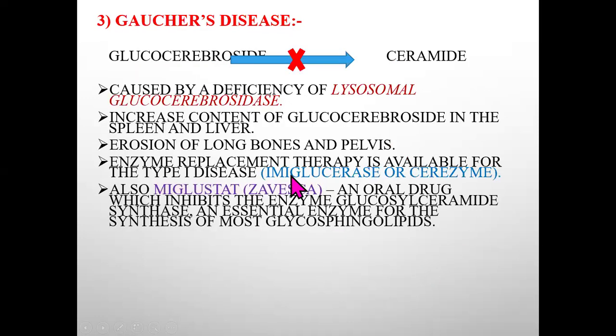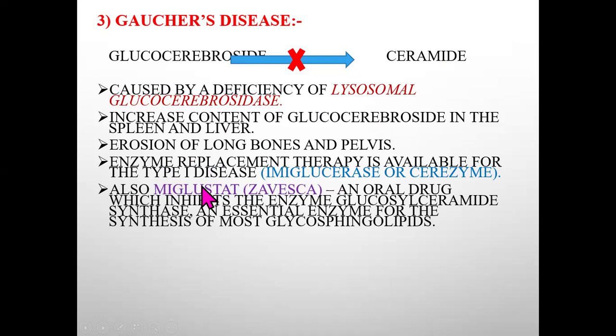So Gaucher's disease, you have glucocerebroside being converted to ceramide. So this is now not possible because there is deficiency of lysosomal glucocerebrosidase. That is the enzyme, because it catalyzes the conversion of glucocerebroside to ceramide, and you have increased content of glucocerebroside in the spleen and liver. You have erosion of long bones and pelvis, and you have enzyme replacement as therapy.